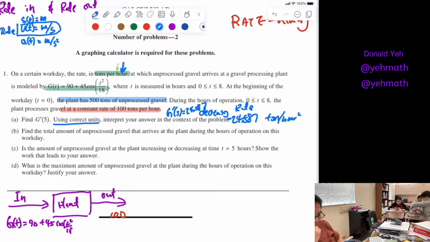Okay. Now the next question says find the total amount of process plan. Is that the rate in or rate out? Rate out. Wait, hold on.